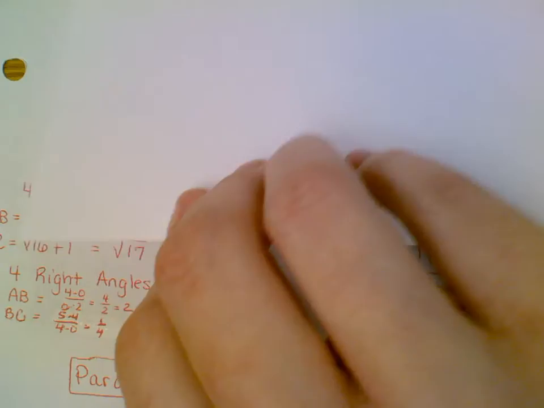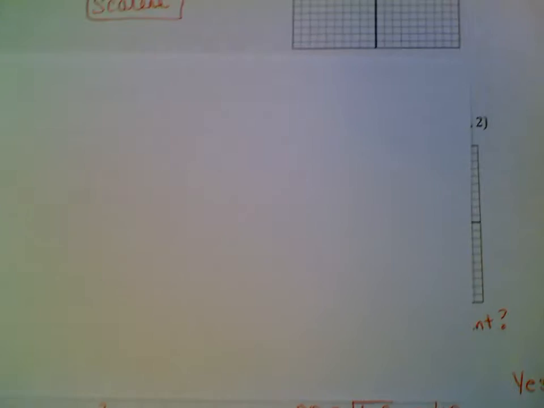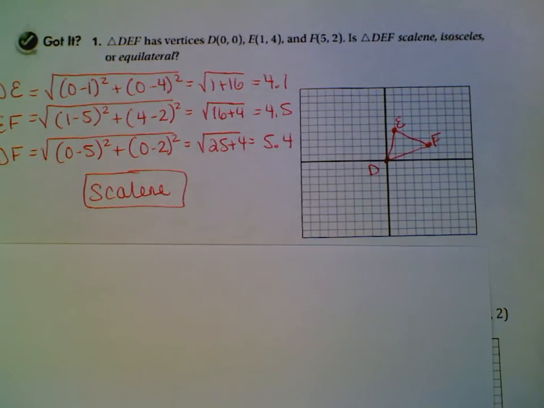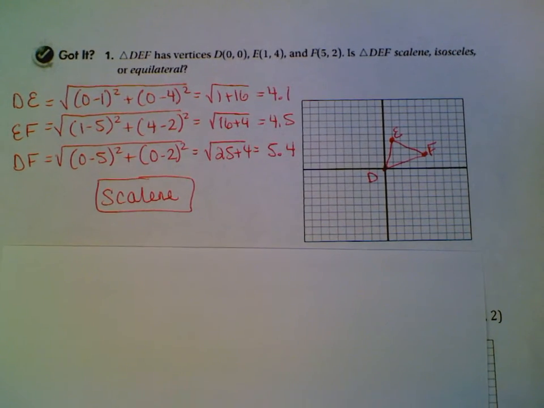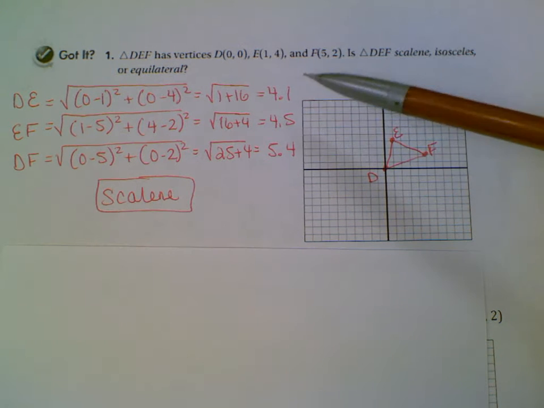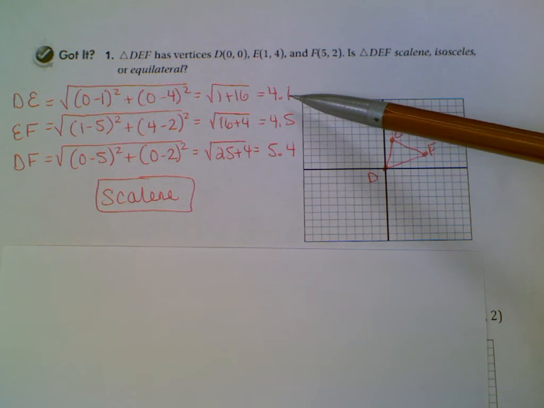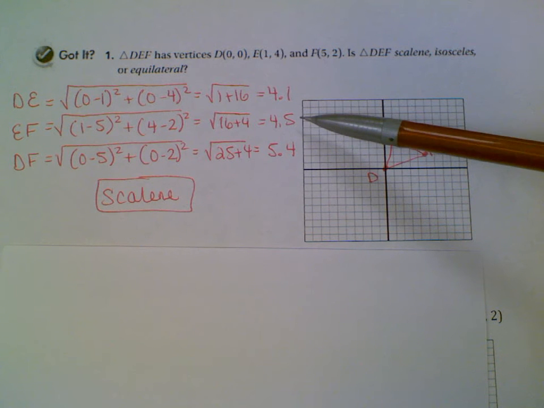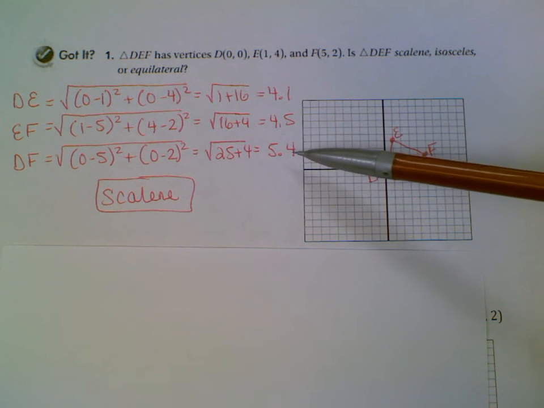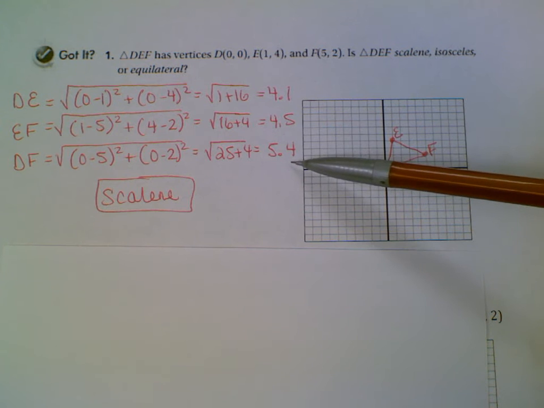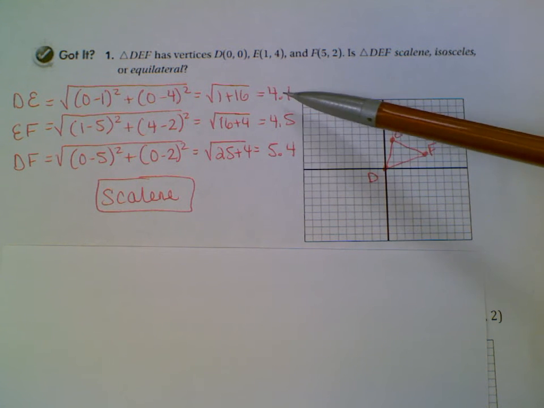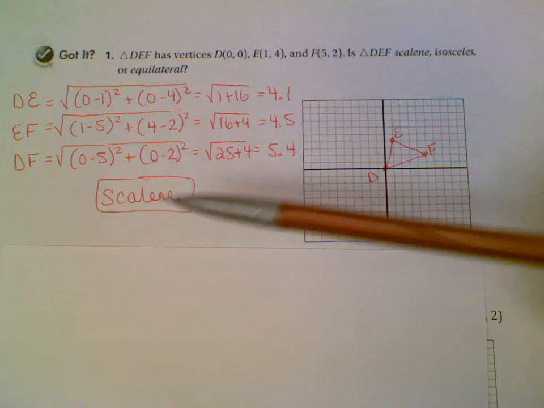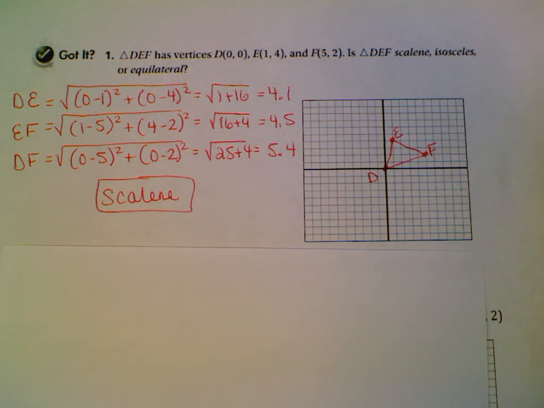On the next question, you had to plot those points if you wanted a visual. Then you needed to find the distance to determine the lengths of each side. When I found the distance from DE, I found 4.1. The length of EF I found was 4.5. And the length of DF I found was 5.4. Since none of those sides have the same length, this would be a scalene triangle because none of the sides are equal.